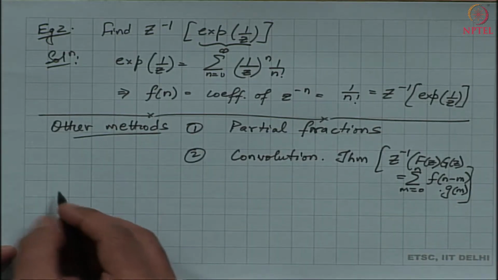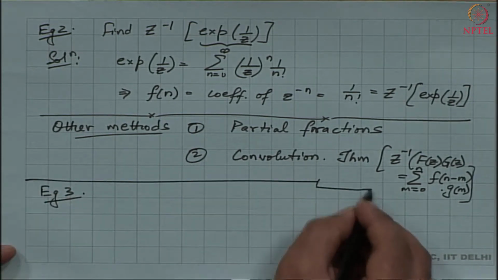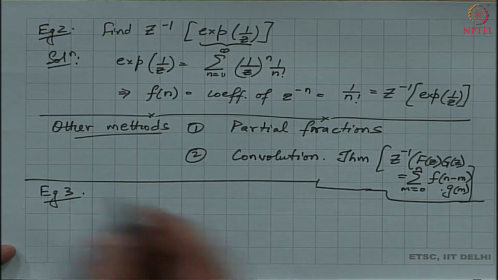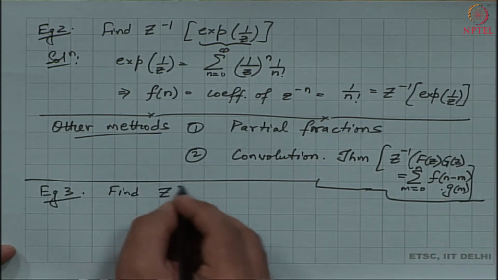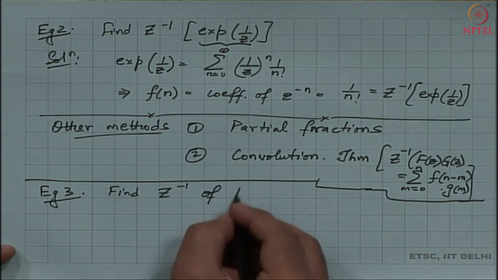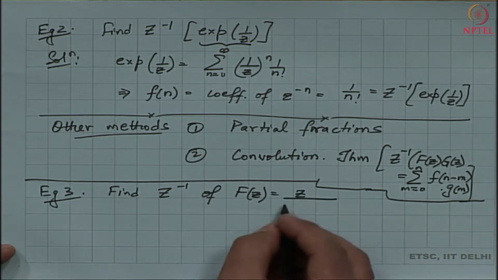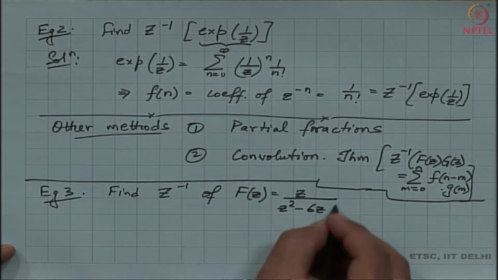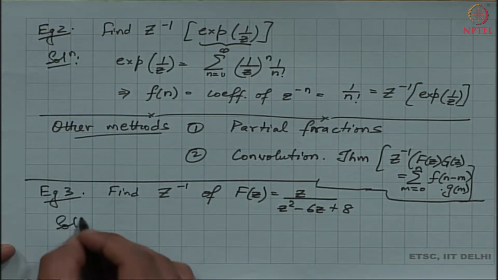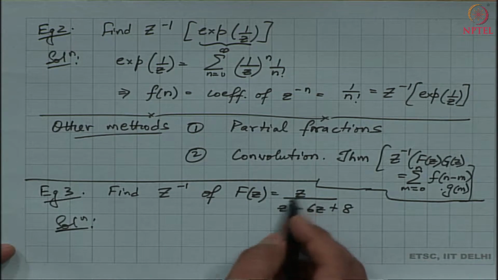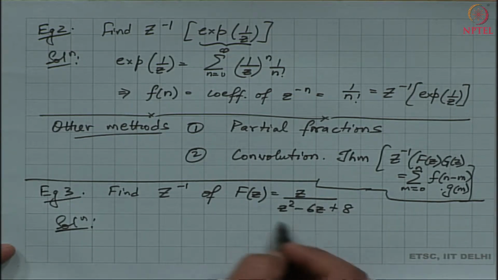Okay, so then let us look at some examples. This question says find the Z transform of f of z given by z square minus 6z plus 8. To find the Z transform, again we see that the denominator could be factored as two linear factors.